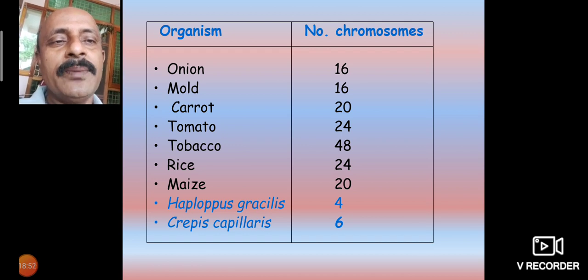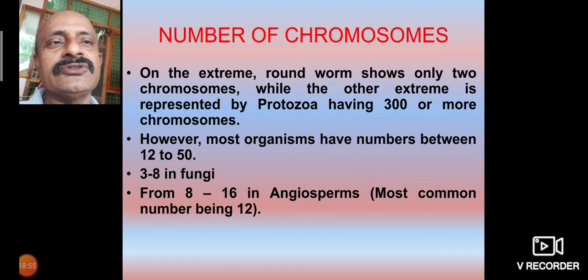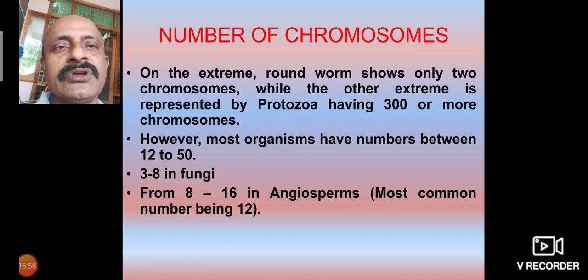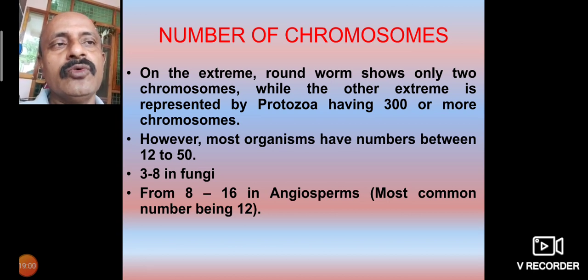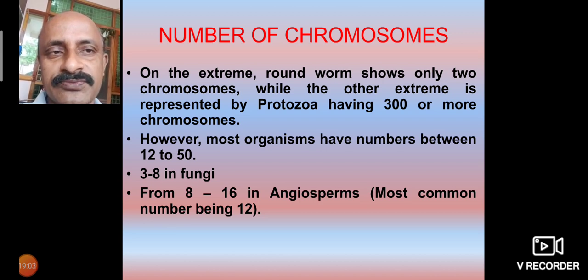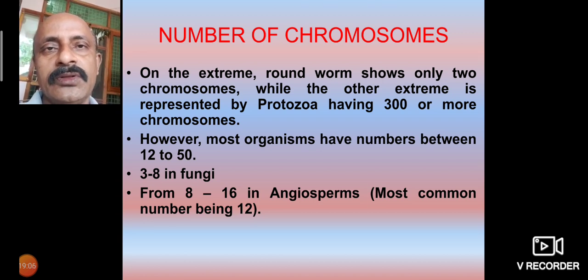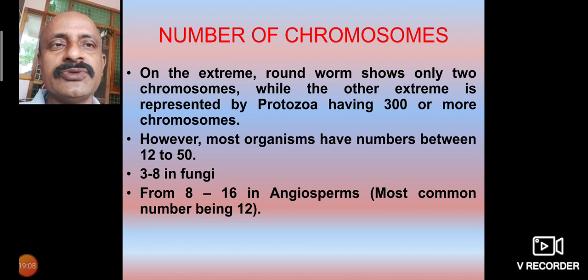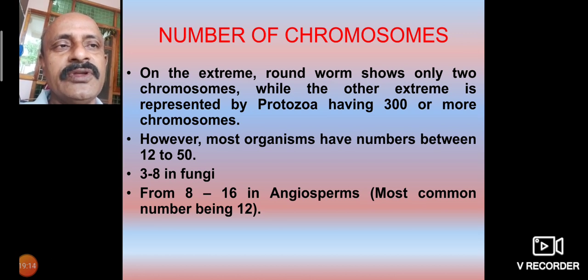Crepis capillaris 6. The chromosome number is also different. At the extreme, the roundworm shows only 2 chromosomes. That is important. The roundworm is the extreme in animals with 2 chromosomes, while the other extreme is represented by protozoa having 300 or more chromosomes. However, most organisms have numbers between 12 and 50, 3 to 8 in fungi, and 8 to 16 in angiosperms. The most common number is also 12.